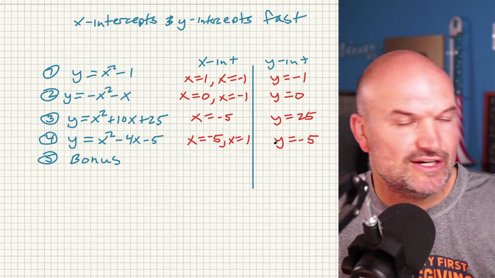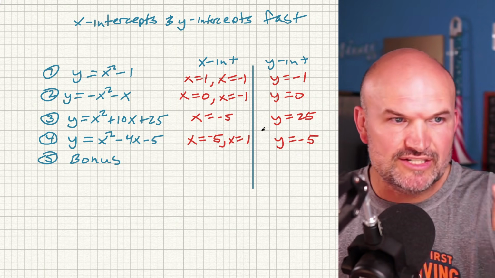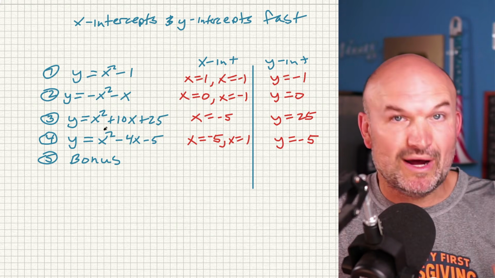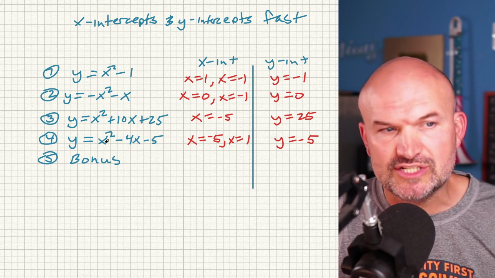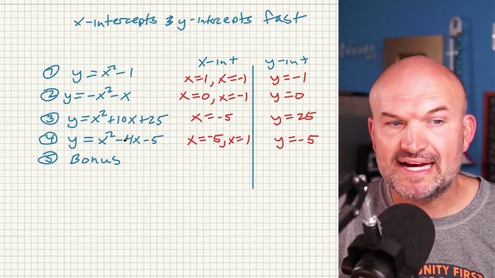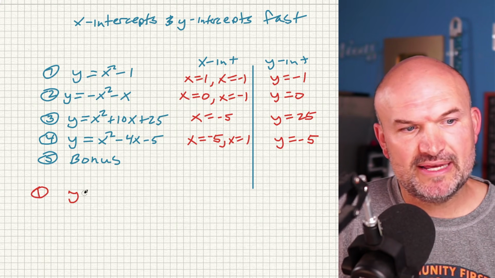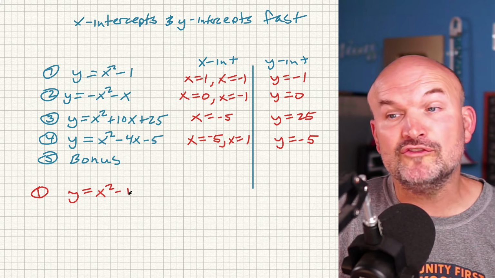Now, I'll get to the bonus here at the end, but I want to break down exactly for each of these problems what I am looking for to be able to understand and identify both the x and the y intercepts. So let's start with number 1, and this is going to be a quadratic that is in what we call our vertex form.